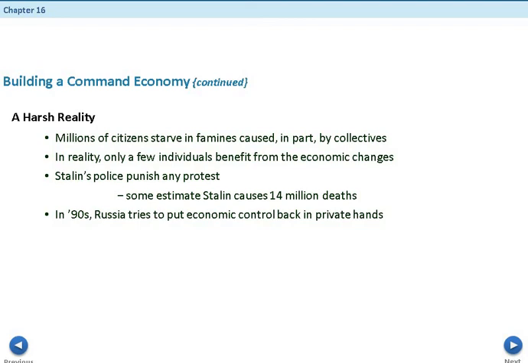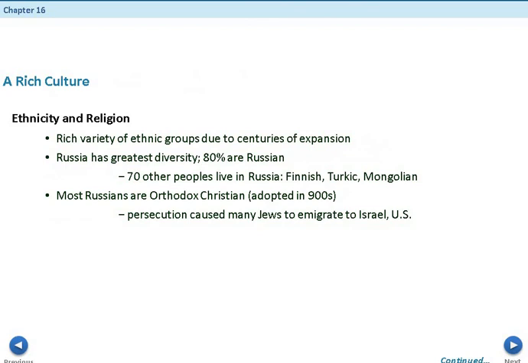1990, Russia tries to put economic control back into private hands, and you're going to see kind of the changing of the guard where you start getting capitalism in Russia. Now, ethnicity and religion: a rich variety of ethnic groups due to centuries of expansion. Russia has a great diversity. 80% are going to be Russian. 70 other types of people live in Russia, Finnish, Turkish, Mongolian.